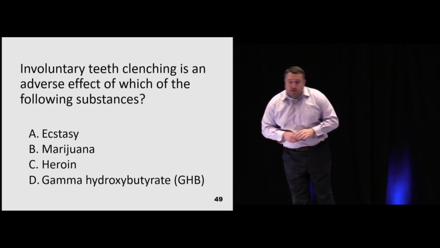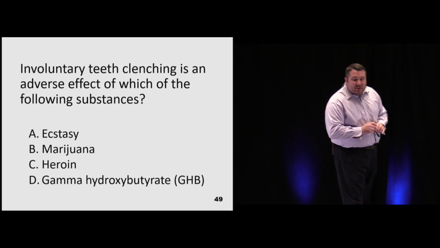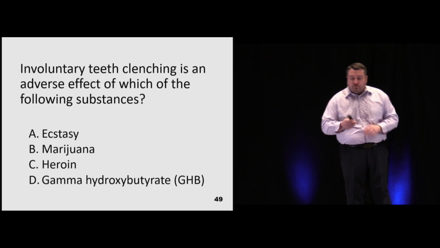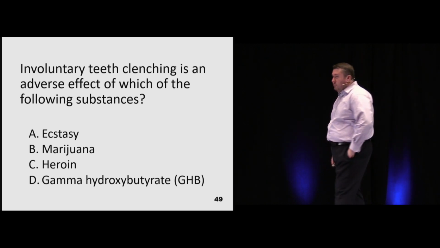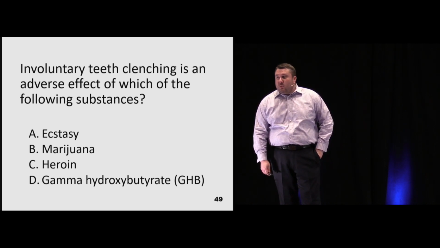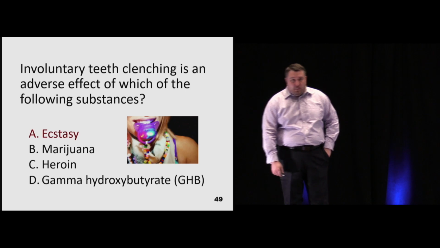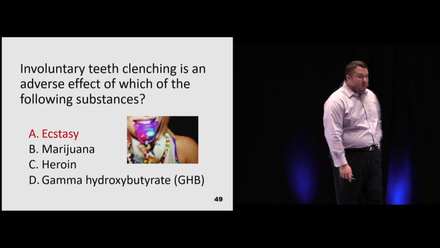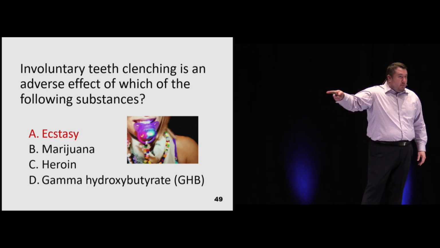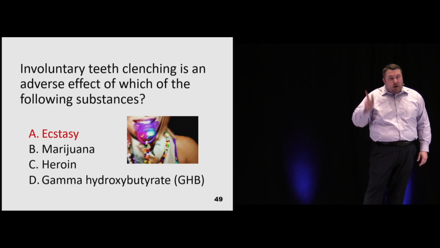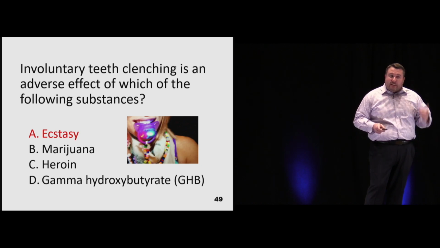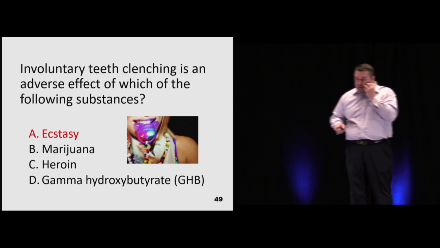So it takes more and more each time to get the desired effect. And that brings us to this. Involuntary teeth clenching is an adverse effect of which of the following substances? This is classically associated with ecstasy. Ecstasy causes significant masseter muscle teeth clenching. That's why you see a lot of people doing X sucking on a pacifier. If you see somebody over the age of 3 with a pacifier, they're doing X. But you ever see people with a ribbon around their neck with a pacifier on it? They're doing ecstasy. And this helps with the masseter muscle teeth clenching.